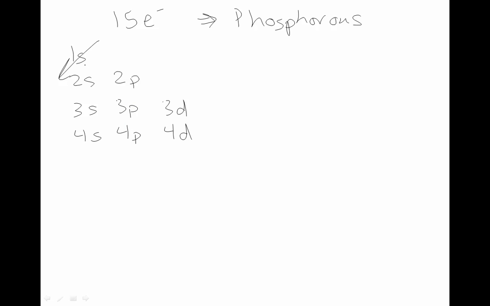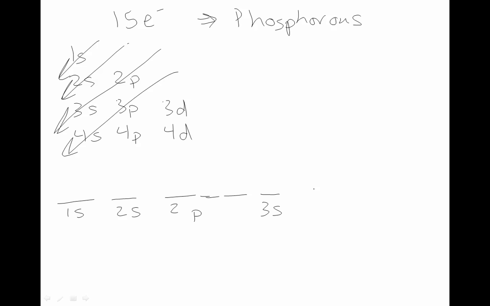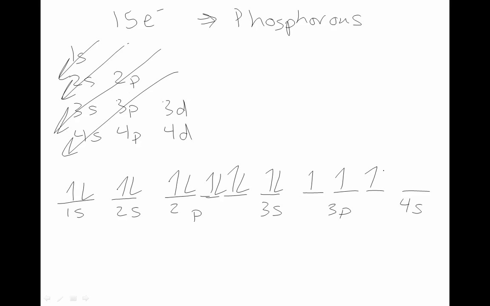So we're going to fill 1s, then 2s, then 2p, then 3s, and then 3p, and then 4s. Okay, 15 electrons. 1, 2, 3, 4, 5, 6, 7, 8, 9, 10, 11, 12, 13, 14, 15.